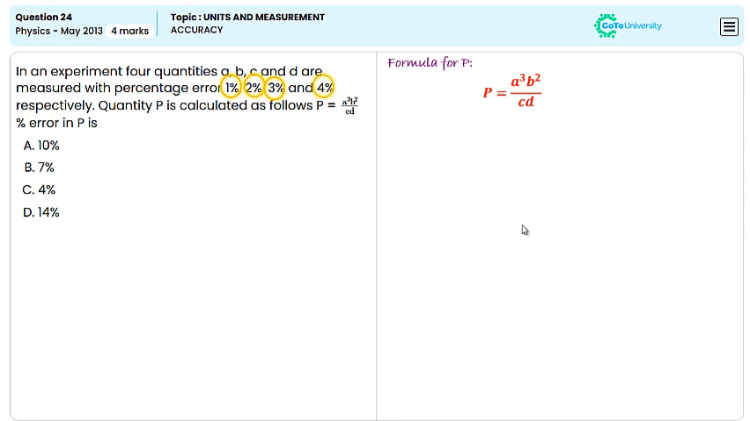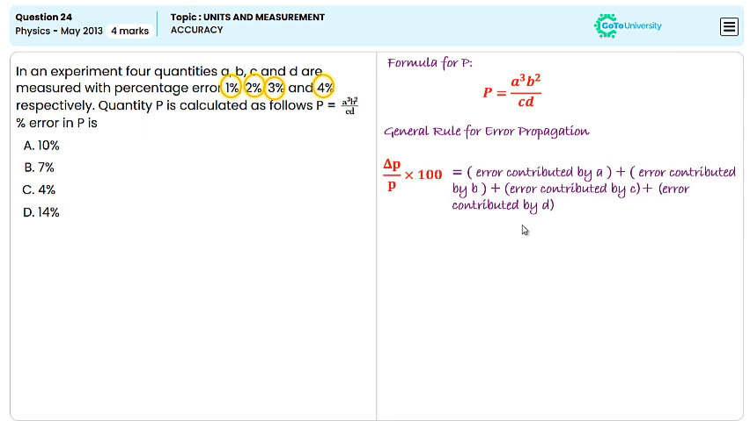For a product or division of quantities, the percentage error in P is the sum of the percentage errors of its components, each multiplied by their respective powers. For P is equal to A cube B square by CD, the percentage error in P is given by the sum of error contributed by each quantity.